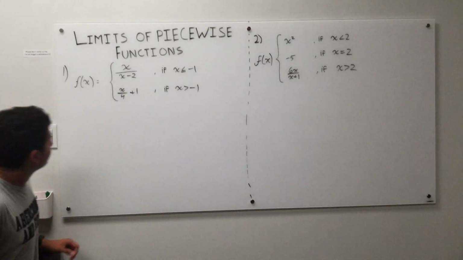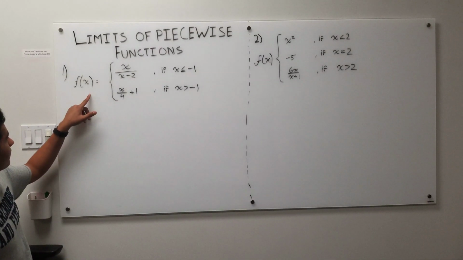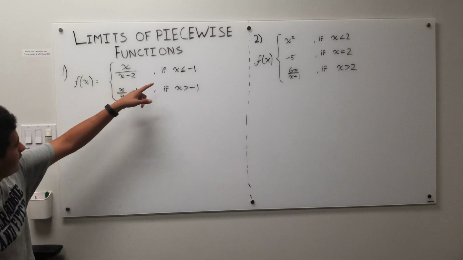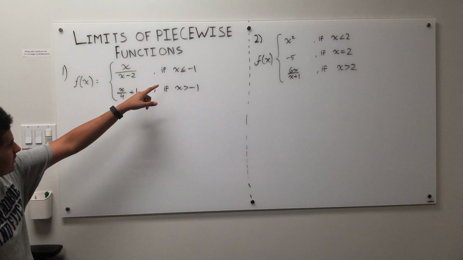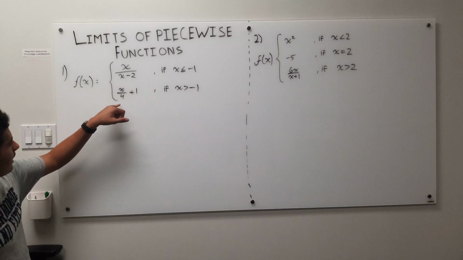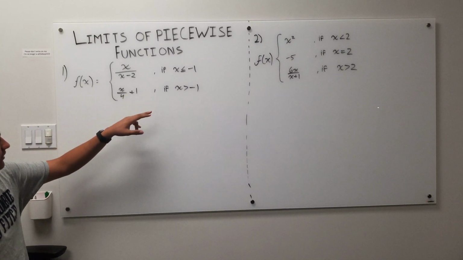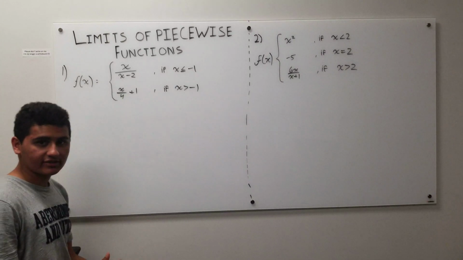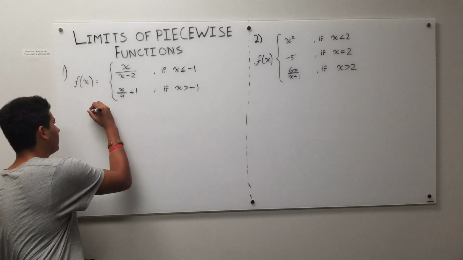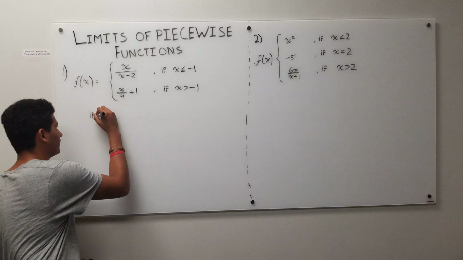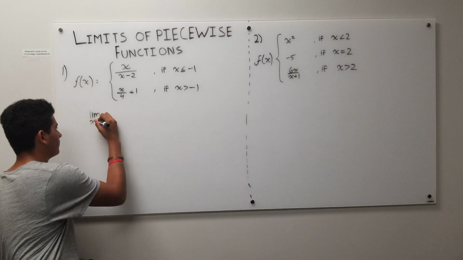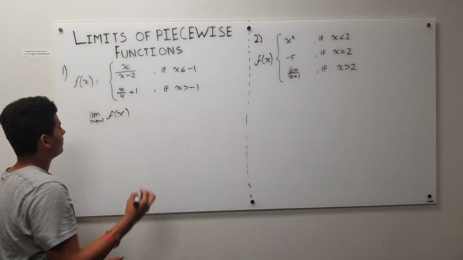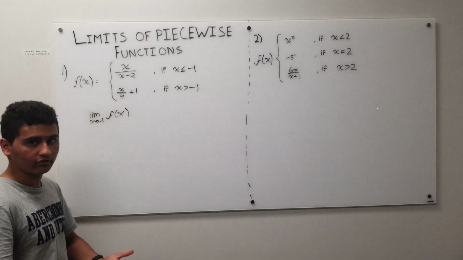So over here, we do have the function f of x, and it has two conditions: x over x minus 2 if x is less than or equal to negative 1, and x over 4 plus 1 if x is greater than negative 1. Now, in this question, I want us to find the limit as x approaches negative 1 of f of x. But how would we do that, seeing we have two functions?